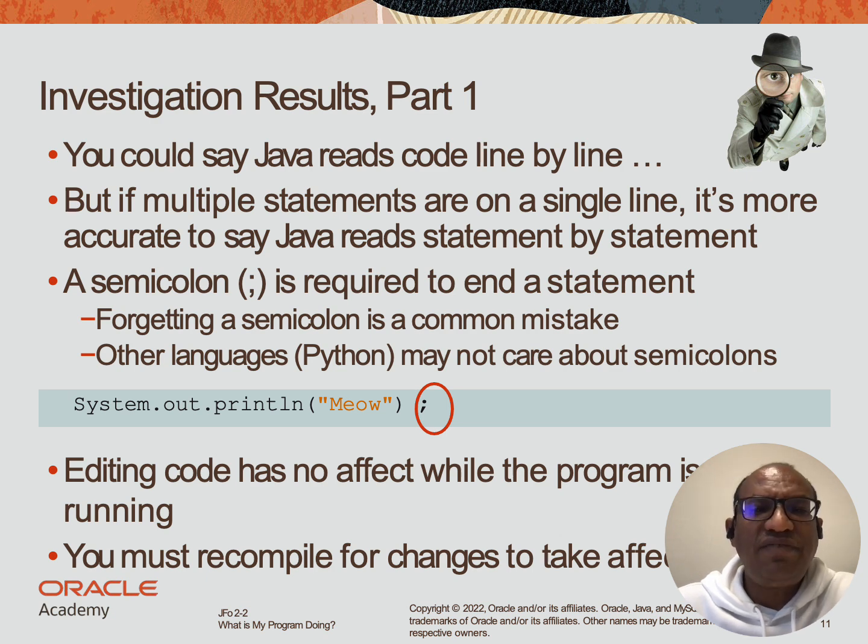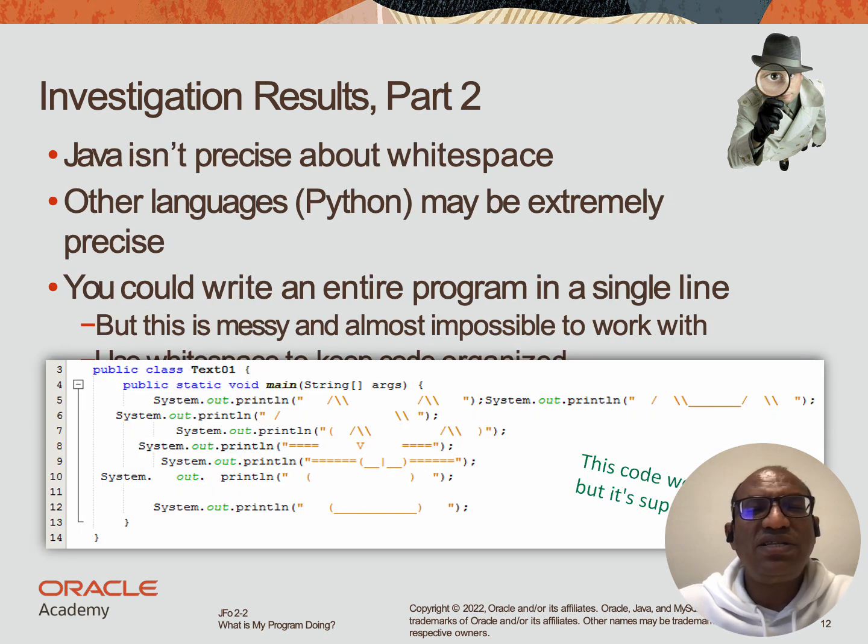Here's what you'll notice. Java doesn't really read line by line. It reads statement by statement. Semicolons are crucial to mark the end of each statement. Java is not strict about white space. You could technically write your whole program on one line, but that would make it unreadable. Use white space to stay organized.